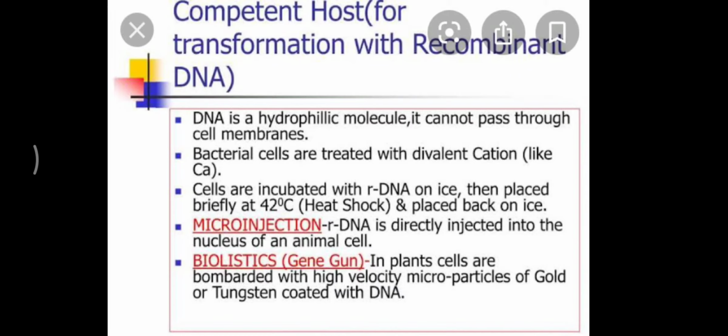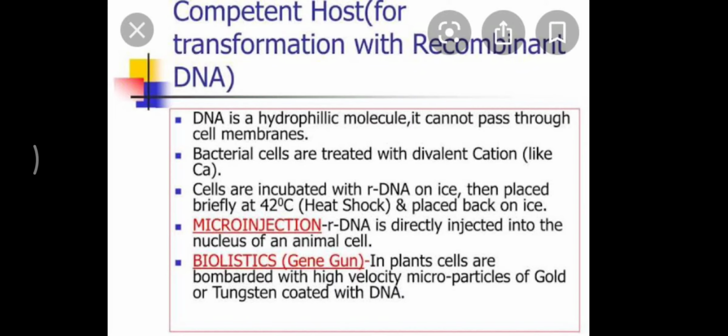The next method is biolistics, or the gene gun. The foreign or recombinant DNA is coated onto the surface of minute gold or tungsten particles. The size of these particles can be 1 to 3 micrometers, and they are shot into the host cell or the target cell using a particle gun or gene gun. So, these are the other two methods by which the recombinant DNA can be entered into the host cell.